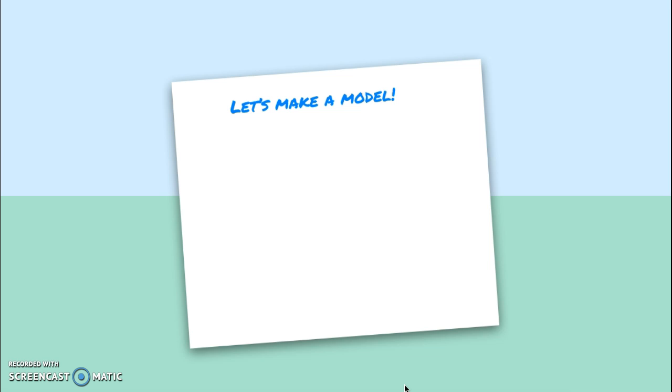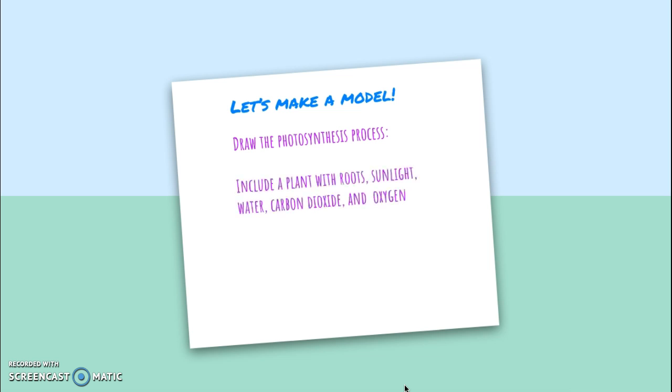So now that we know how this works, let's make a model. What I want you to do is draw the photosynthesis process. You're going to draw a plant with roots, sunlight, water, carbon dioxide, and oxygen. Now, it might be hard to draw carbon dioxide and oxygen, but where do we find carbon dioxide and oxygen? Good, in the air. So you can just draw something that looks like air.